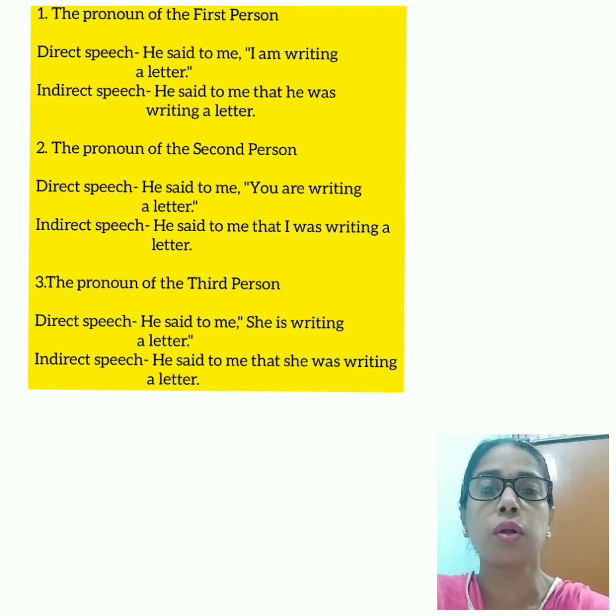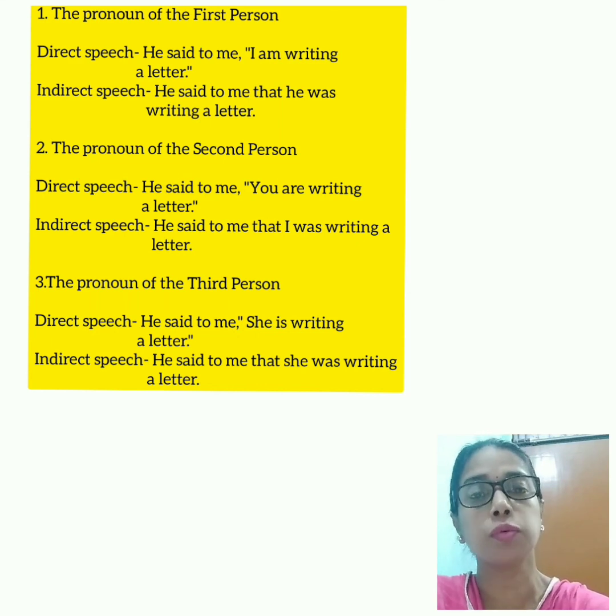So children, these are all the rules related to the pronouns when you change from direct to indirect speech. Note down all these rules related to the pronouns with the examples and revise.